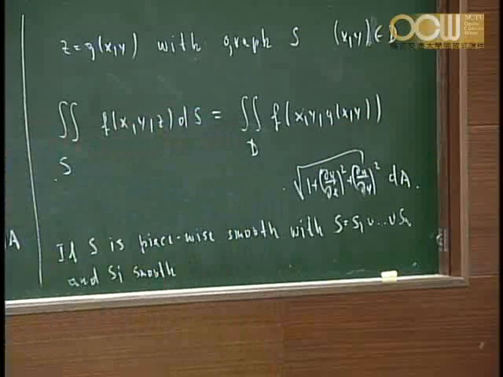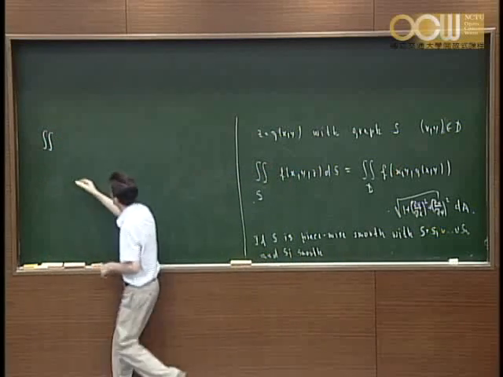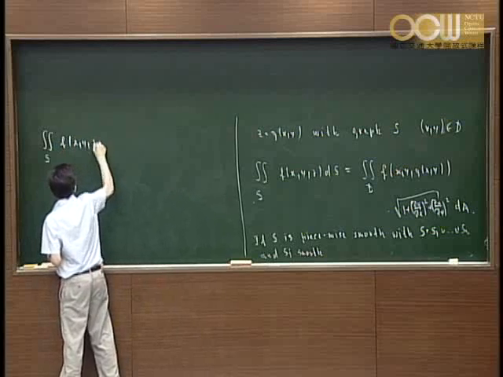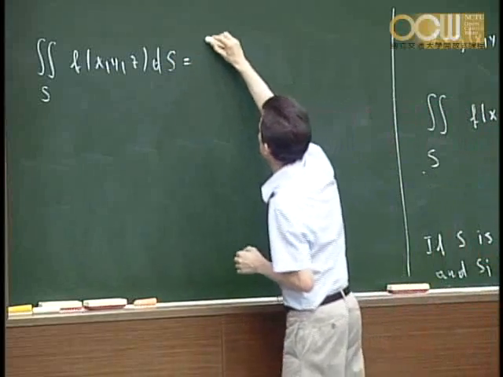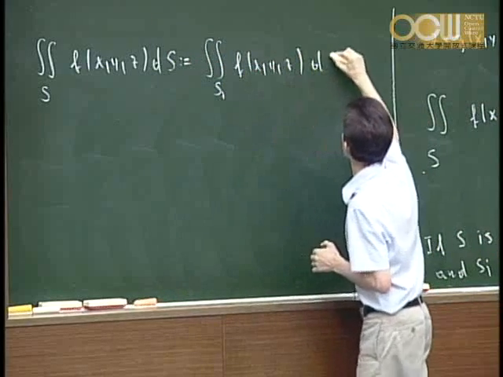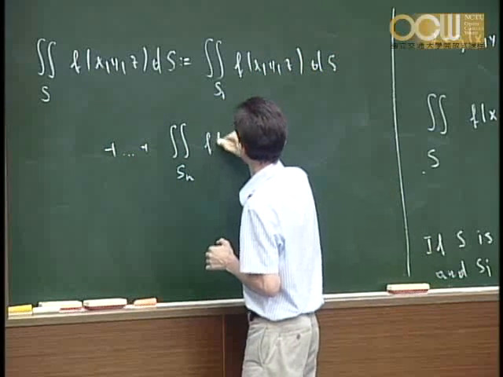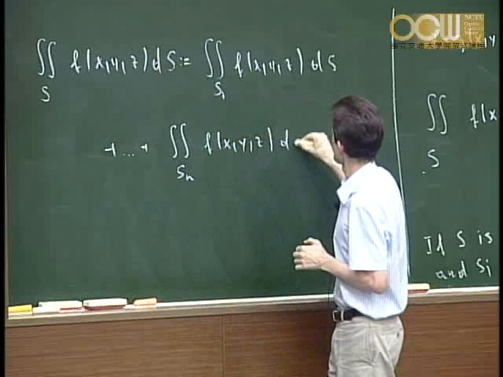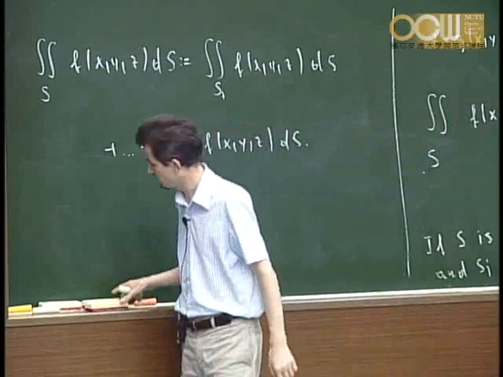Then we are going to define the surface integral over such an S of f of x, y, z dS as the sum of the surface integrals. So this is actually the definition. Okay, so this is then the generalization of the surface integral.